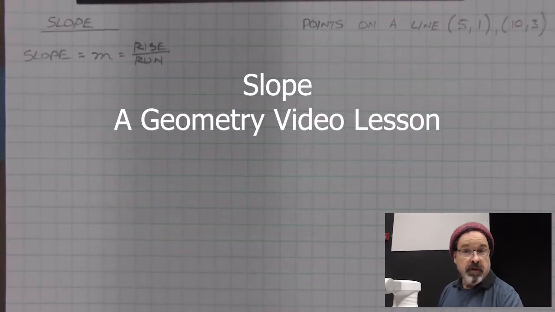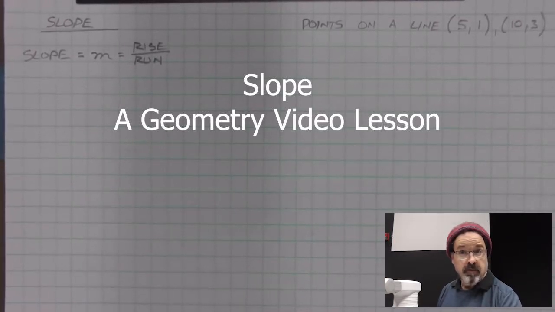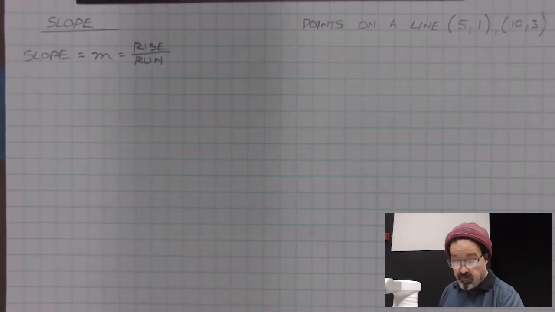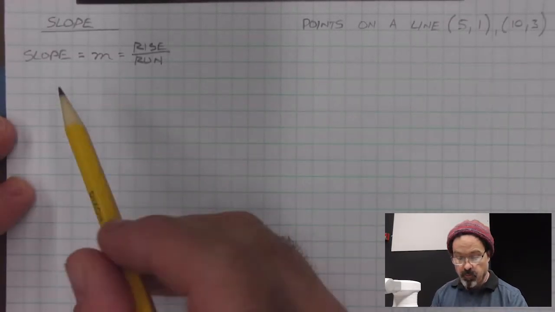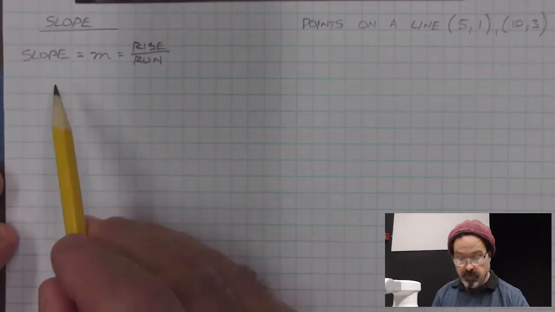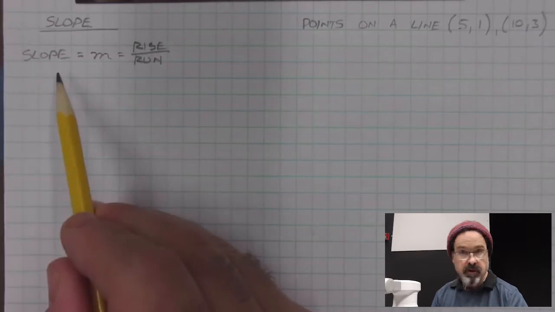VLSos here. This is a video lesson for geometry on slope. Slope is a very big topic in mathematics. There's lots of ways that we can represent it and think about the concept of slope. We start here with how slope is introduced in algebra. It's a property of a line.